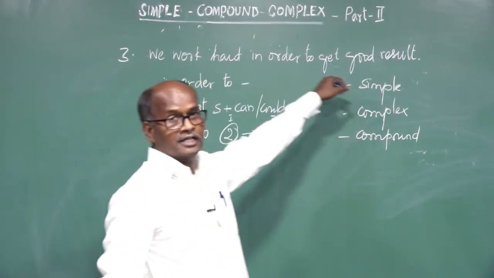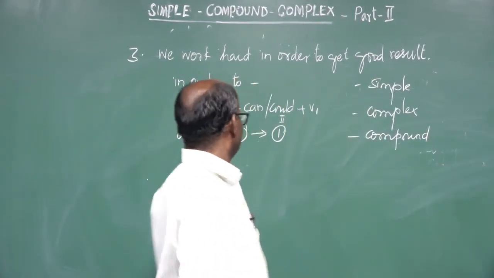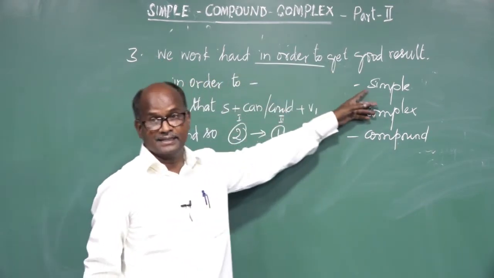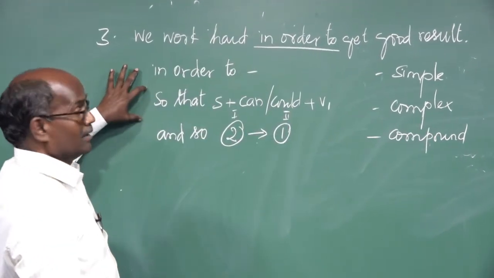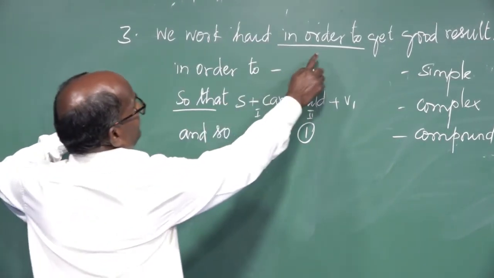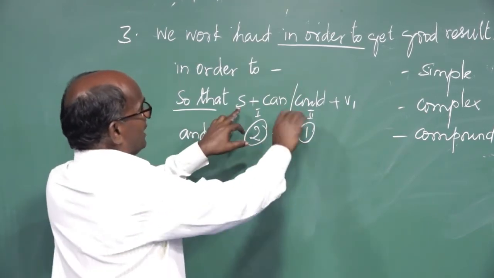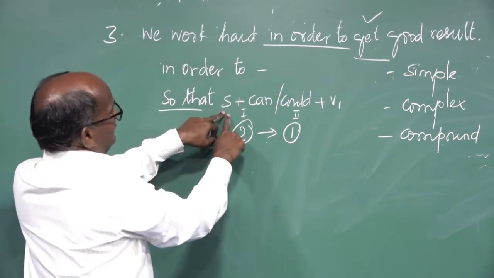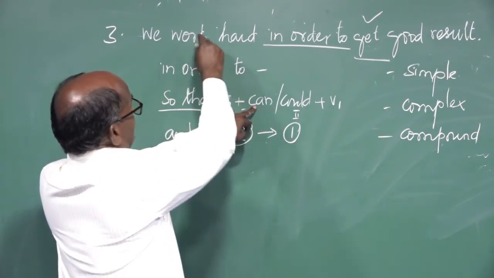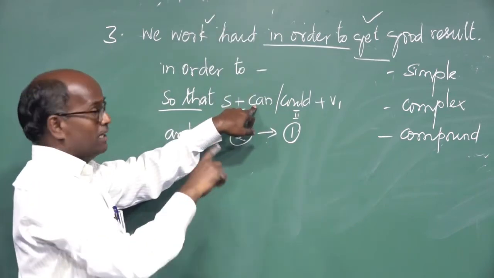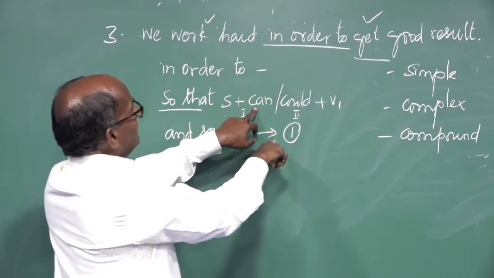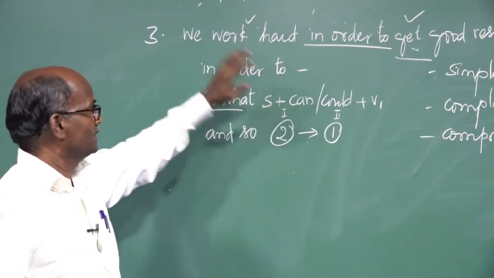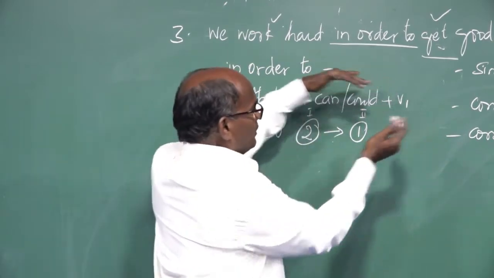We work hard in order to get good result. In order to is used as a simple sentence phrase. For it, the suitable complex conjunction is so that. In this place we are going to write so that. Then we are going to create a sentence to get good result. Instead of that, the subject we can, if it is present tense. It is present tense, can. If it is past tense, could. We can, and this verb we should write, get good result. That is complex.